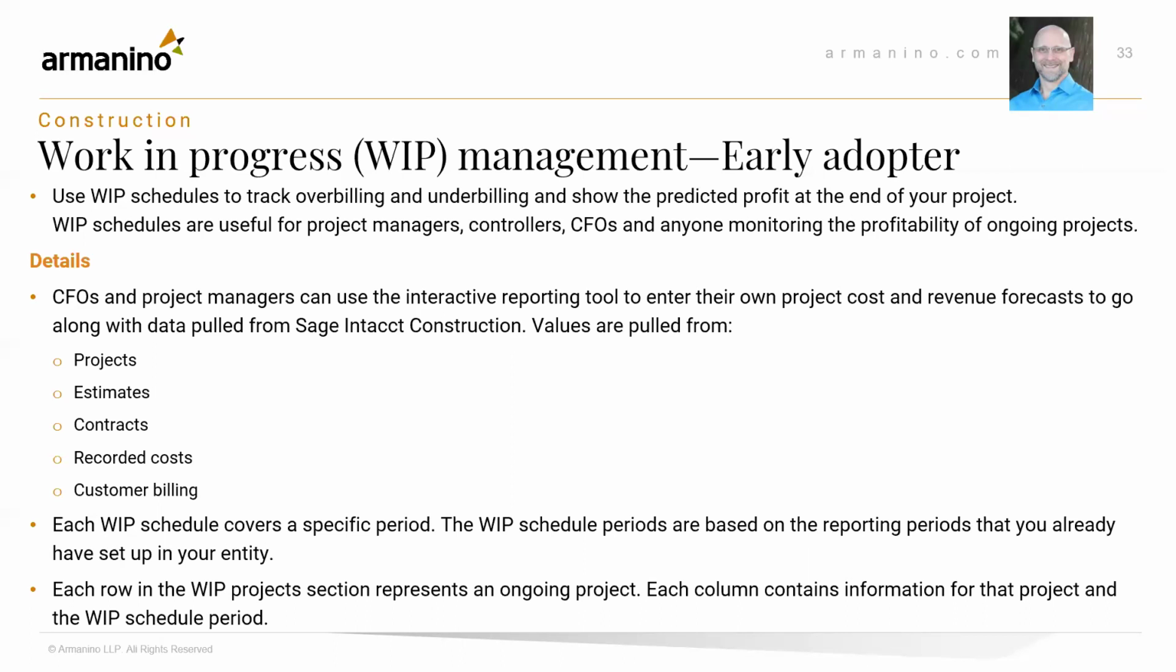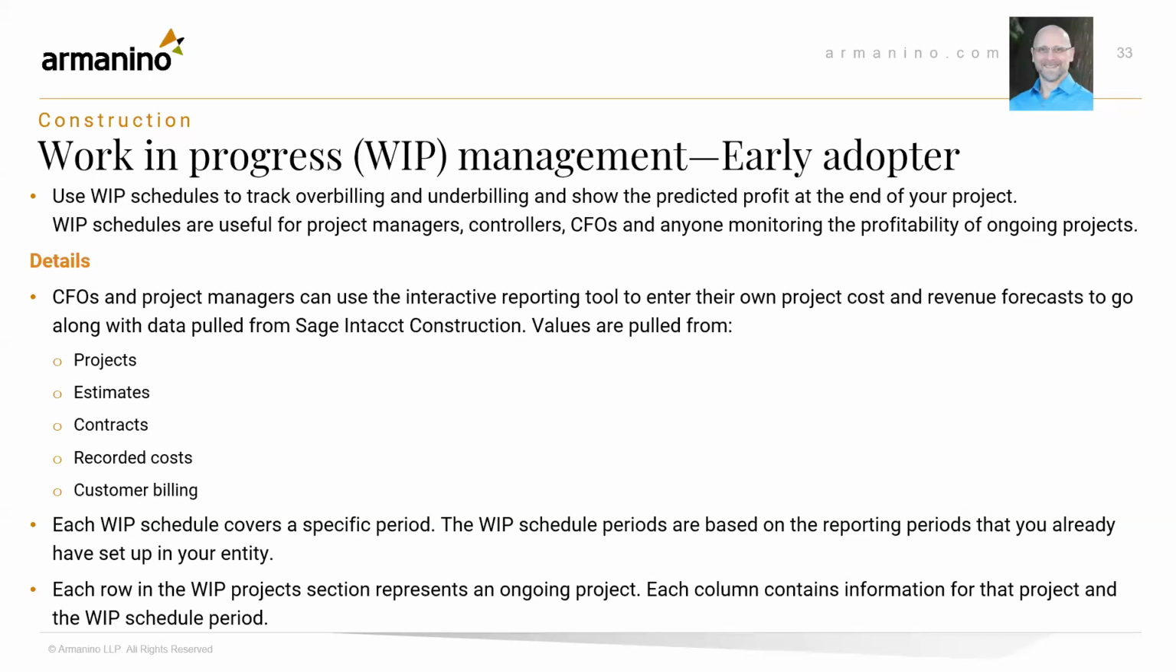WIP schedules are useful for project managers, controllers, CFOs, and anyone monitoring the profitability of ongoing projects. CFOs and project managers can use the interactive reporting tool to enter their own project cost and revenue forecasts to go along with the data pulled from Sage Intacct Construction. Values are pulled from projects, estimates, contracts, recorded costs, and customer billing. And then those folks like the CFO or the PMs, controllers, they can go in and put in their own forecast to these.